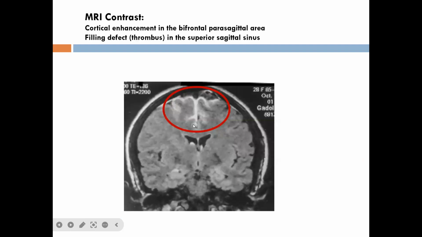extravasation of the blood from the dural sinuses. And you can see here also some filling defect in the superior sagittal sinus. This black color hypodense signal is there. No, this is filling defect due to the thrombus that is causing the obstruction of the blood flow. Next slide.